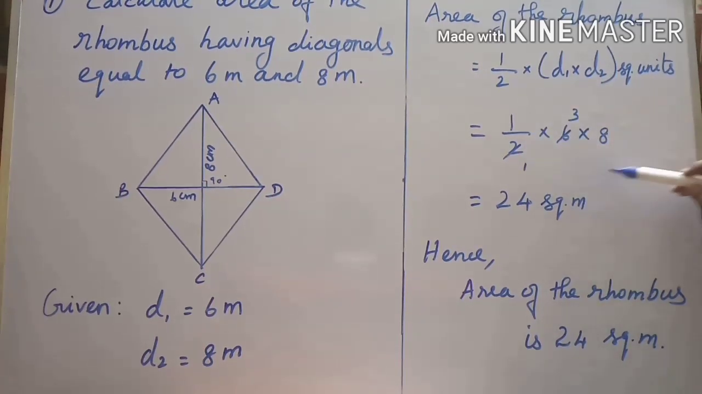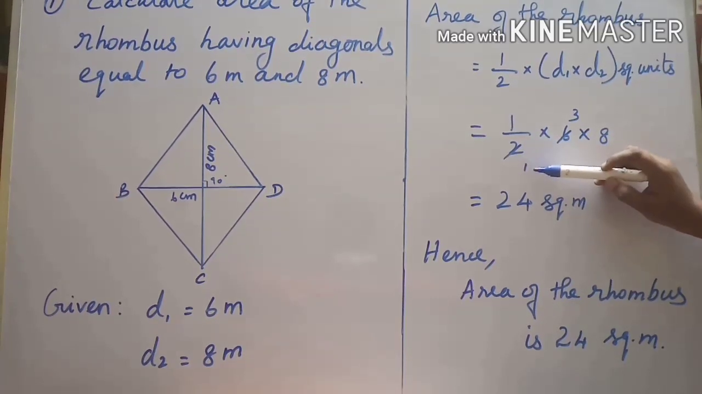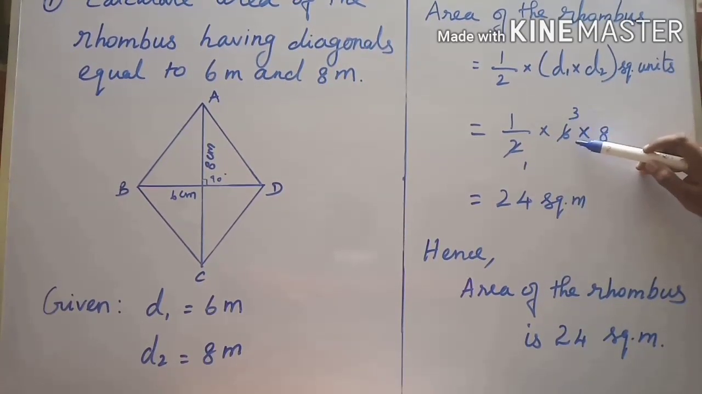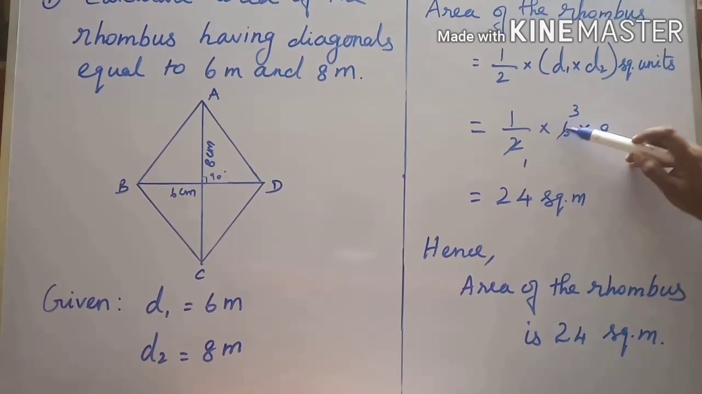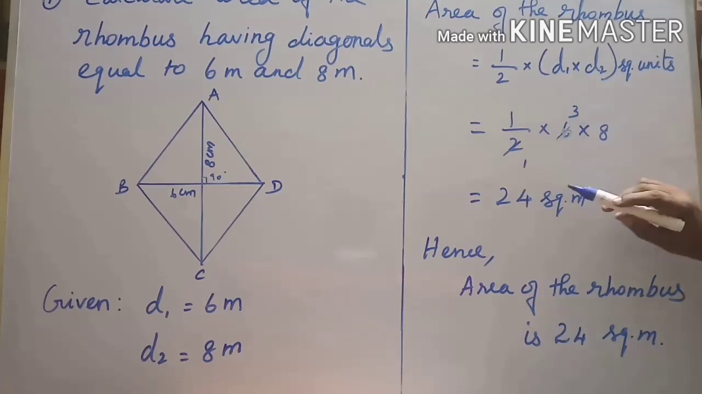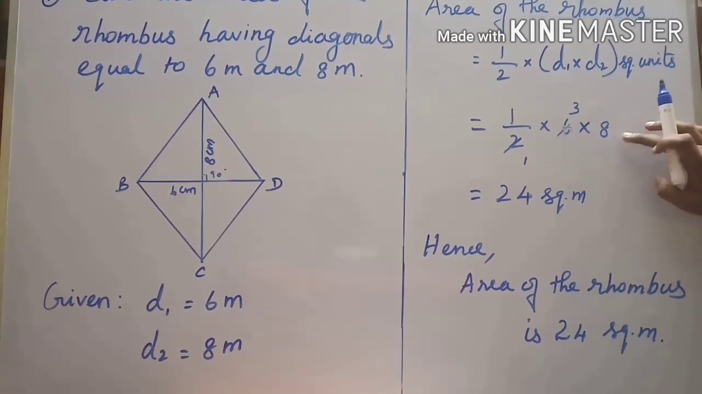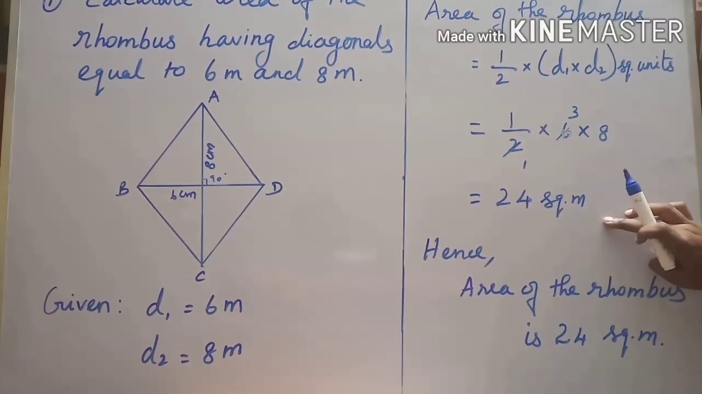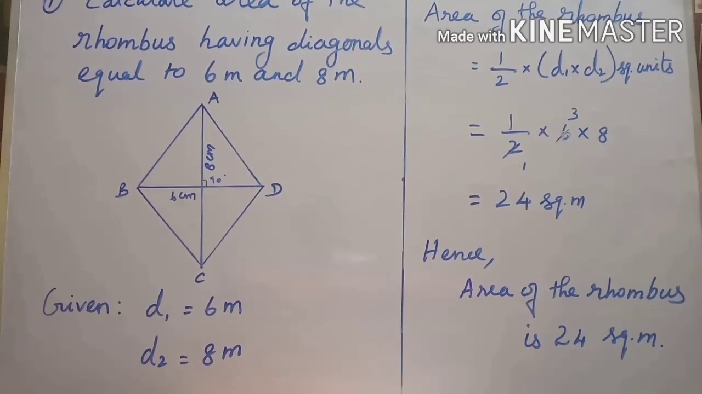Now the cancellation. In the denominator here we have 2. So 1, 2 is 2. How many 2's will make 6? 3. So cancel this 6 and write it as 3. Next, what number remains here? 8. So 3 into 8, 24 square meter. So hence the area of the rhombus is 24 square meter.